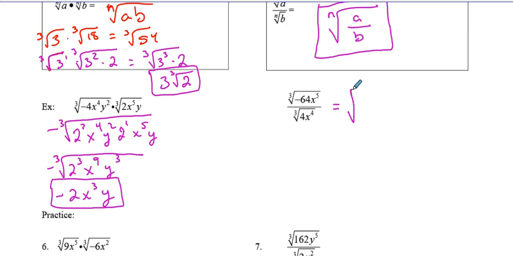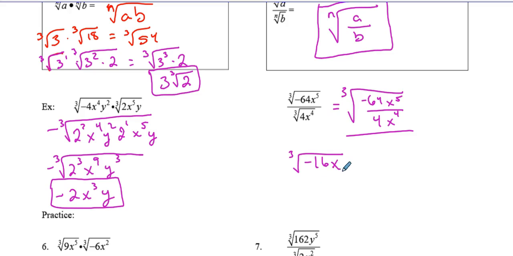Again, we're just going to make this into one big problem. My index is 3. So negative 64 x to the fifth over 4 x to the fourth power. So if that's my division problem, negative 64 divided by 4 is negative 16. And again, in division we subtract the exponents, so that gives me x. So I'm left with the third root of negative 16x.